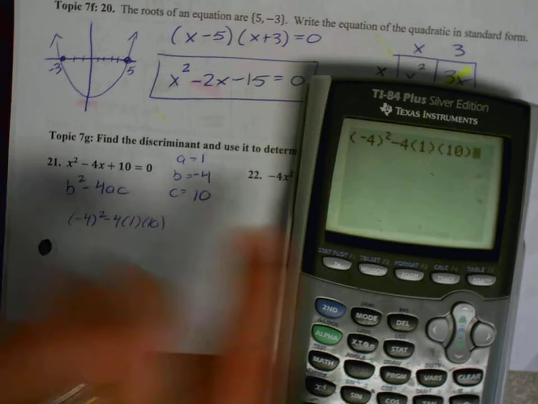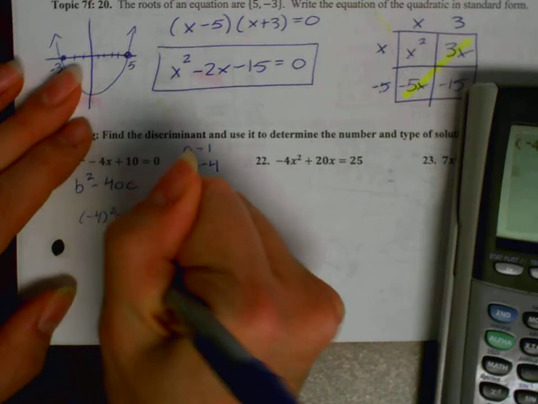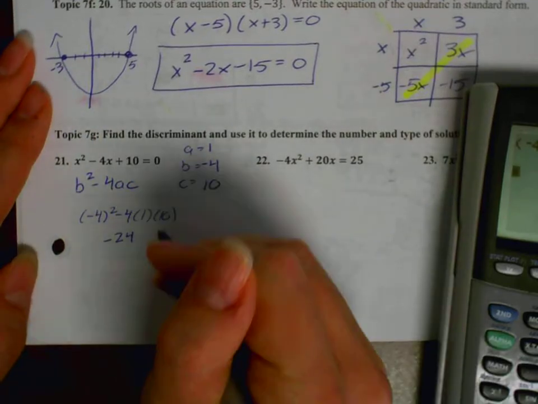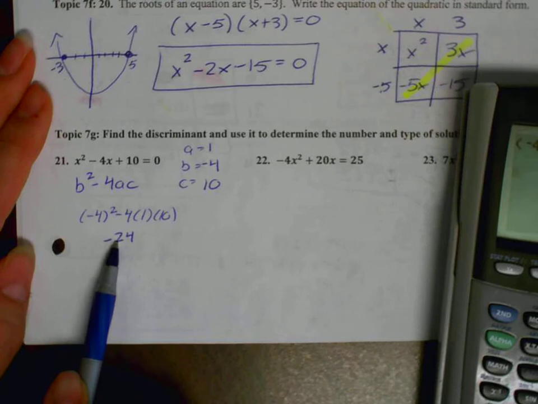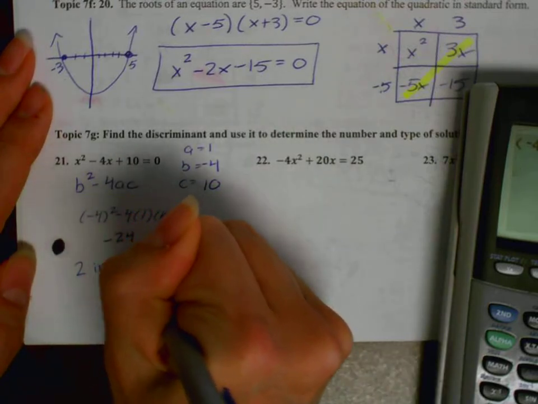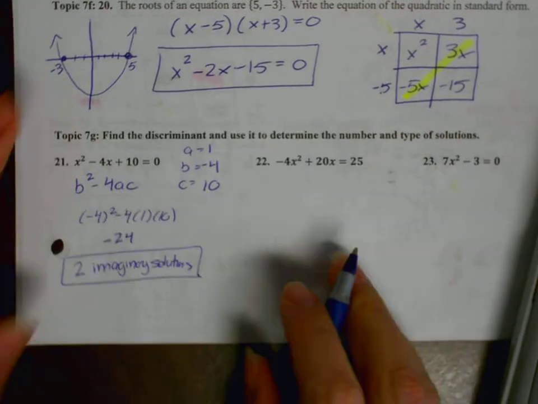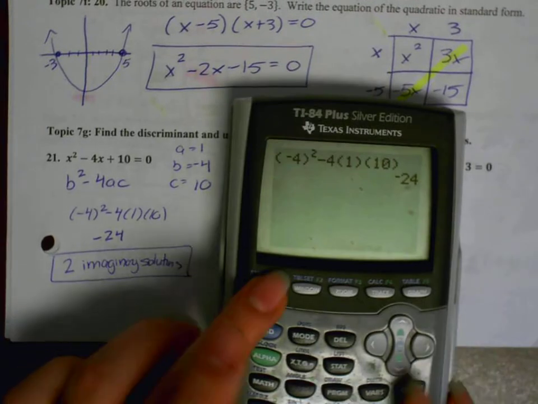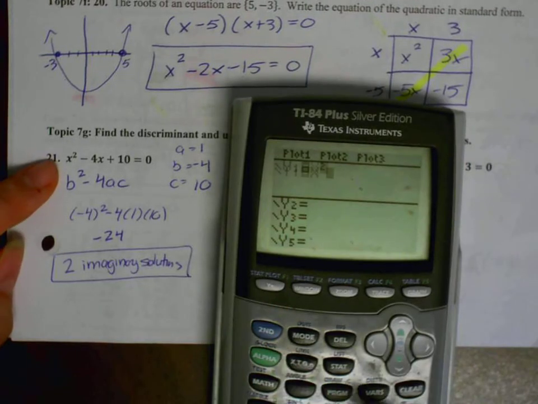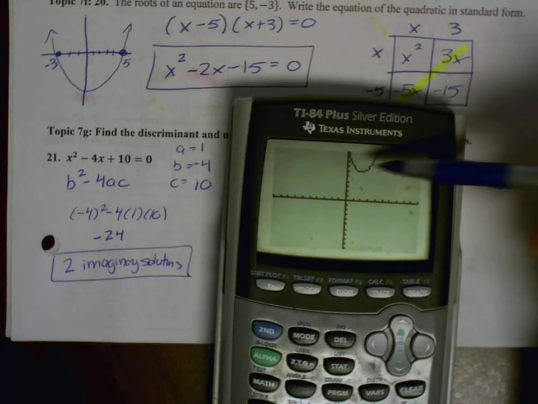Do a quick check. Make sure that you have the same thing here and here. It's negative. If the discriminant is negative, it means I'm trying to take the square root of a negative number, which means I have two imaginary solutions. And you can check that on your calculator by doing y equals and doing x squared minus 4x plus 10, hit graph. And you can see it never crosses the x-axis. It's up here going up in both directions, never going to cross.